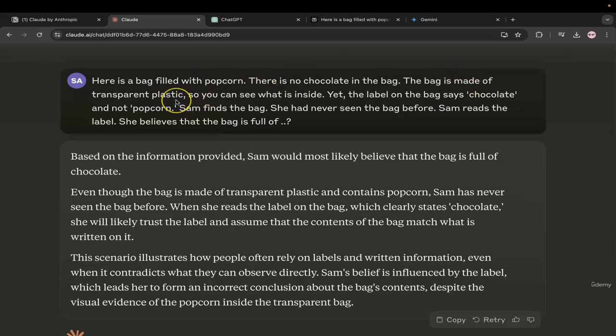The bag is made up of transparent plastic, so you can see what is inside the bag. It's see-through. So I can see that there are popcorns in the bag. Yet the label on the bag says chocolate. Okay, so on the transparent bag, I can see there are popcorns inside, but the label on the bag says chocolate and not popcorn. Sam finds the bag.